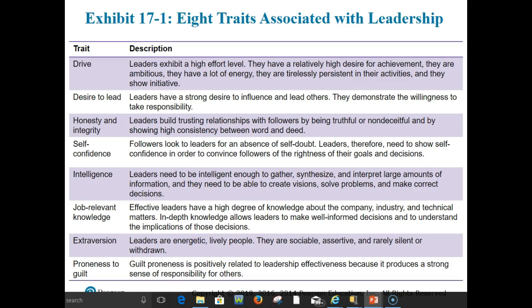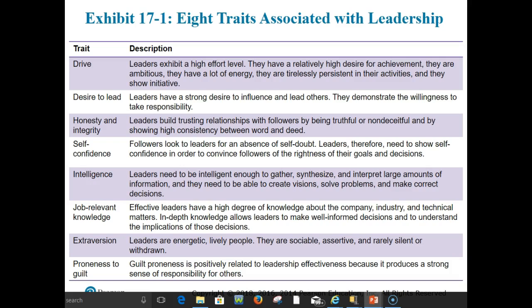The next trait, they have a desire to lead. Leaders have a strong desire to influence and lead others. They demonstrate the willingness to take responsibility. The next one is honesty and integrity. Leaders build trusting relationships with followers by being truthful or non-deceitful and by showing high consistency between word and deed. The next is self-confidence. Followers look to leaders for an absence of self-doubt. Leaders, therefore, need to show self-confidence in order to convince followers of the rightness of their goals and decisions.